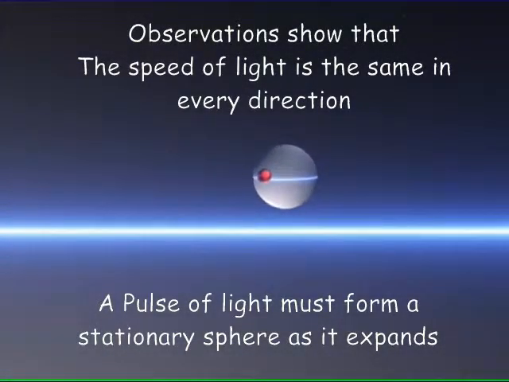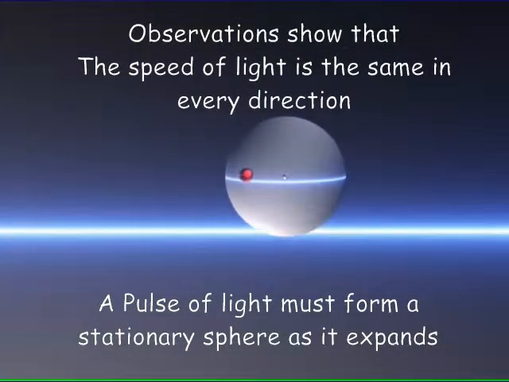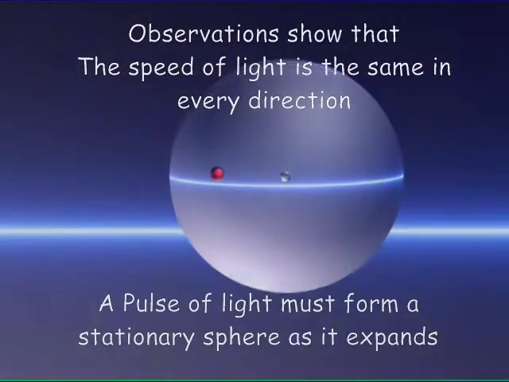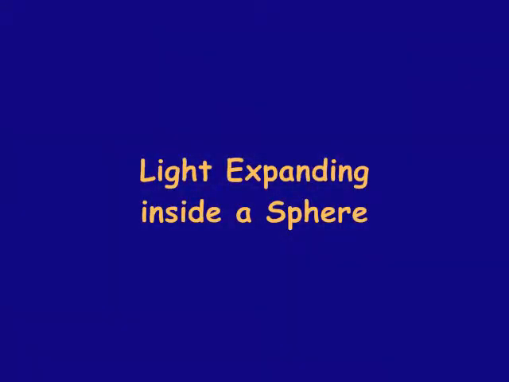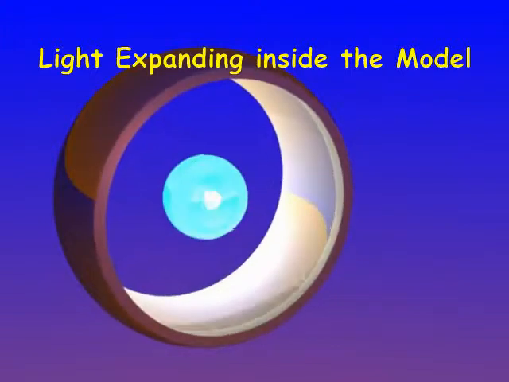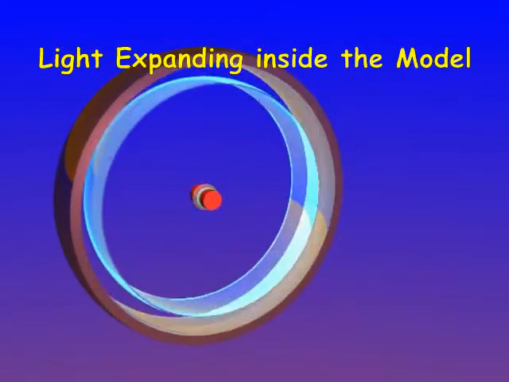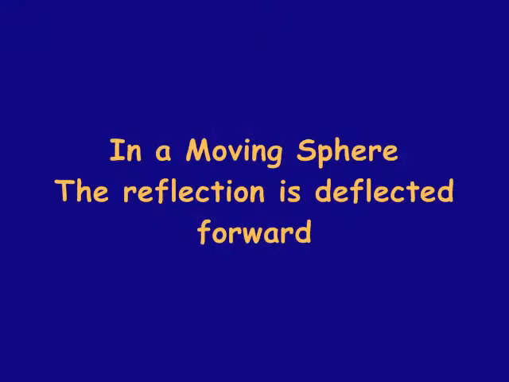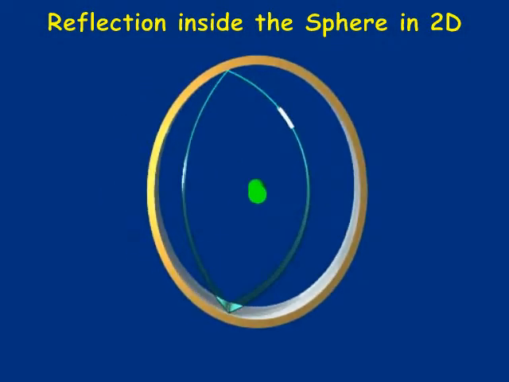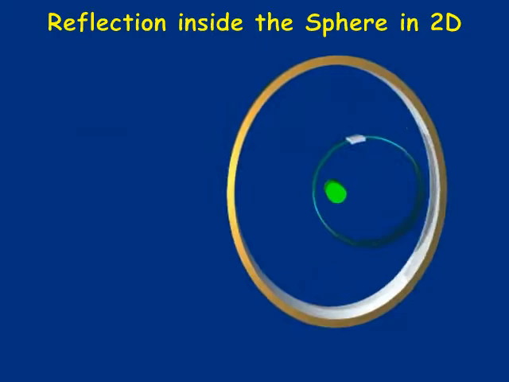The speed of light is the same in every direction. Therefore, an expanding light pulse must form a stationary sphere. Consider a light source at the center of a metal sphere. The sides are removed to see the behavior of the light and its reflections. In a moving sphere, the reflection is deflected so it always returns to the source.